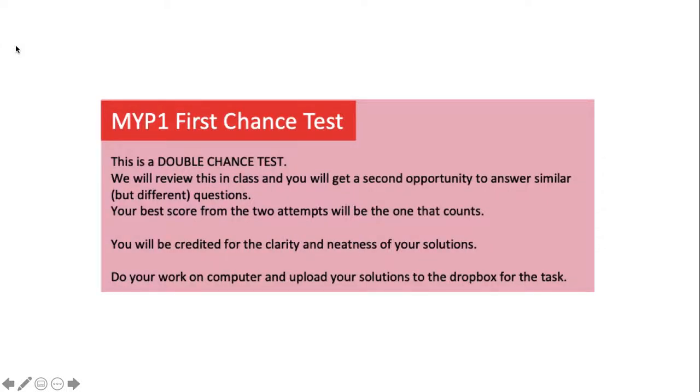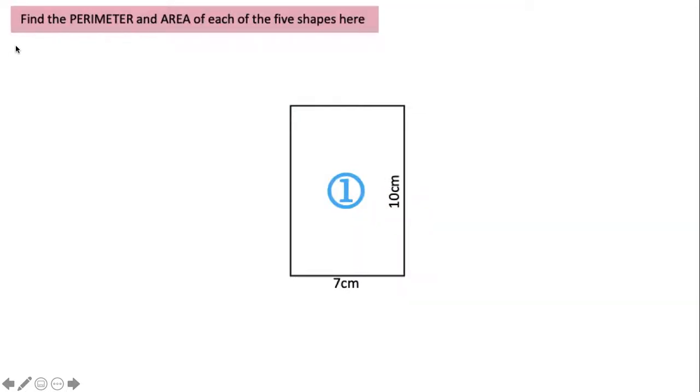Okay, so here's the answers to the first chance test in MYP1 on areas of various things. So the first question was a rectangle, 7 centimeters wide, 10 centimeters high. So the perimeter is 10 plus 10 plus 7 plus 7. 2 10s, 2 7s, and that adds up to 34 centimeters.